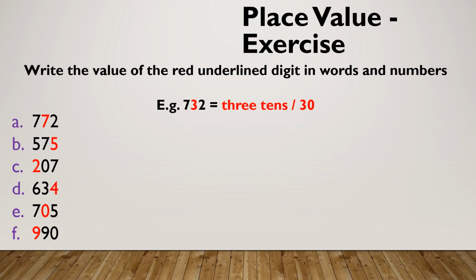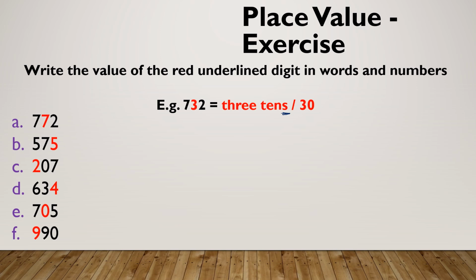One of the other things that's useful to know is the individual value. So I want you to see if you can work out the value of each of my red digits. So for example, 732, my 3 is my red digit. So that particular 3 stands for 3 tens or 30. Don't forget it's 3 tens because it's in the tens column. I need to remember my s. So see if you can do that for each of these examples, please.